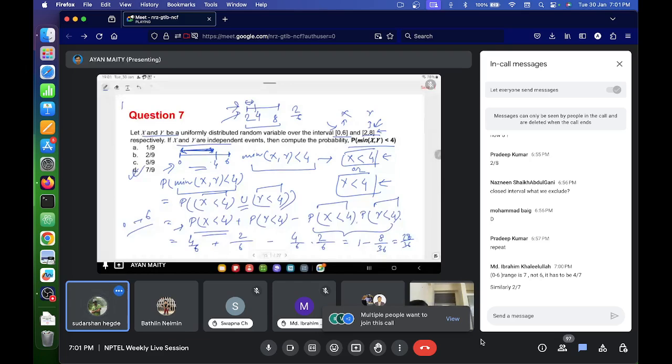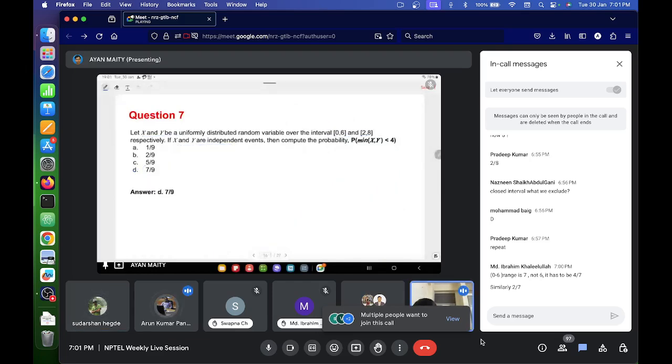That is again the basic of probability. Probability of A union B is probability of A plus probability of B minus probability of A intersection B, isn't it? So in this case A and B are two independent events. So A intersection B would be probability of A times probability of B. Okay.